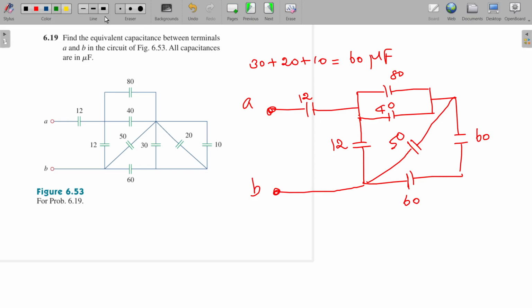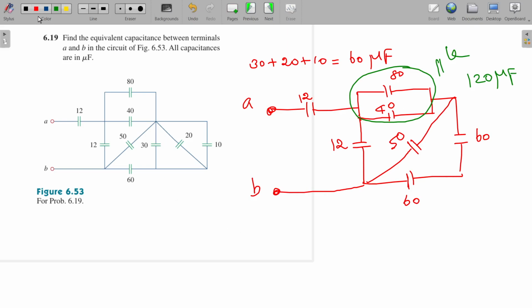So if you look at this, the 40 and 80 microfarad capacitances are in parallel. So when you have the parallel combination, it's just adding them together, right? So it becomes 80 plus 40 as 120 microfarad for this combination.